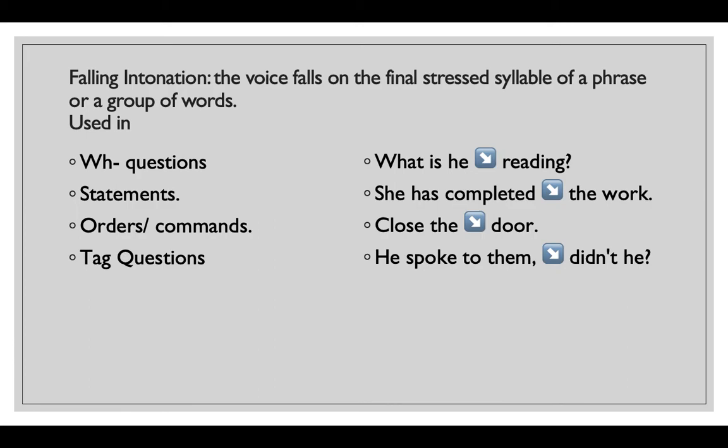So WH questions, statements, orders, commands, and then tag questions. Some questions are ones where you say a statement and then make it a question. He spoke to them, didn't he? There is a falling pattern there. I don't ask it as "didn't he?" He spoke to them, didn't he? You came here, didn't you? This is your book, isn't it? In these sentences also, towards the end, there is a fall in the pitch. That is falling intonation. So for these four categories of sentences, we use falling intonation.